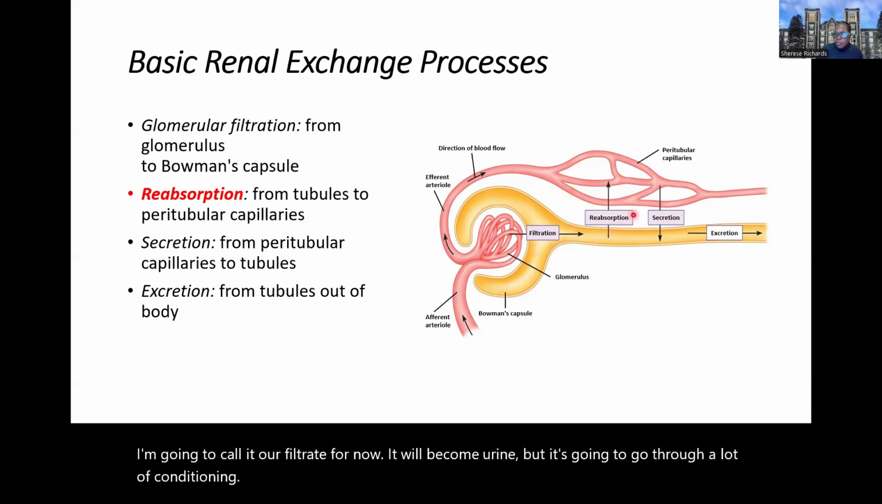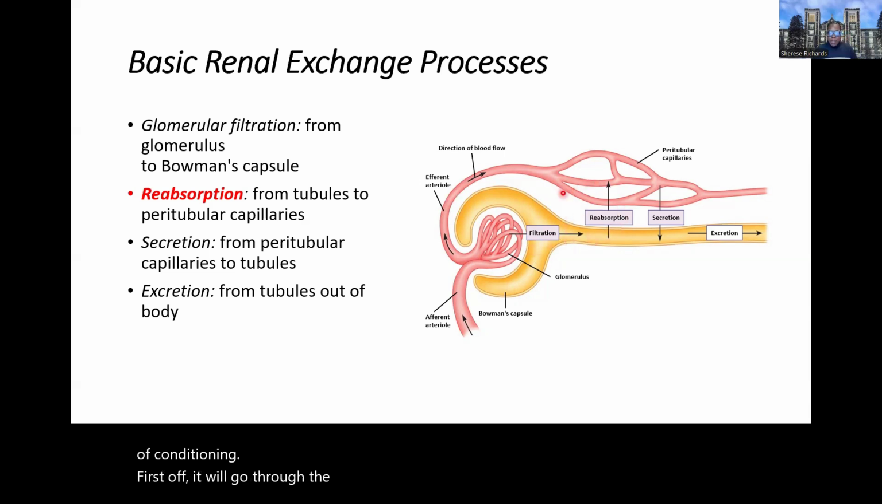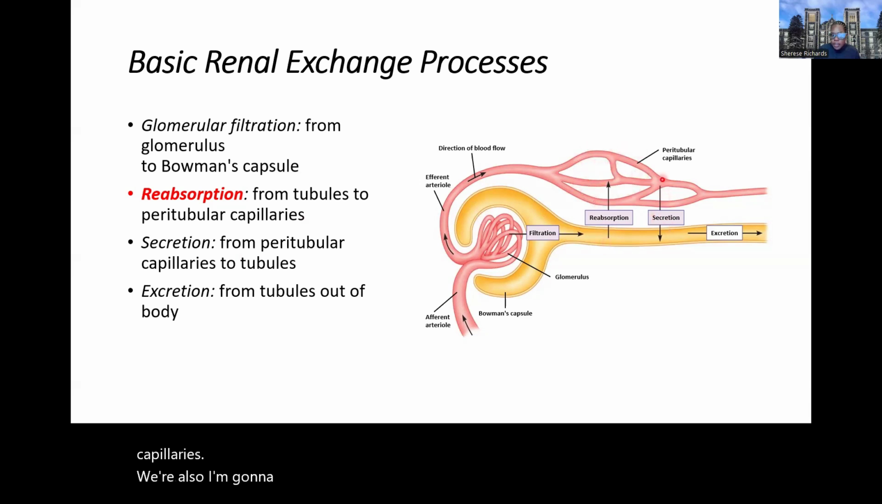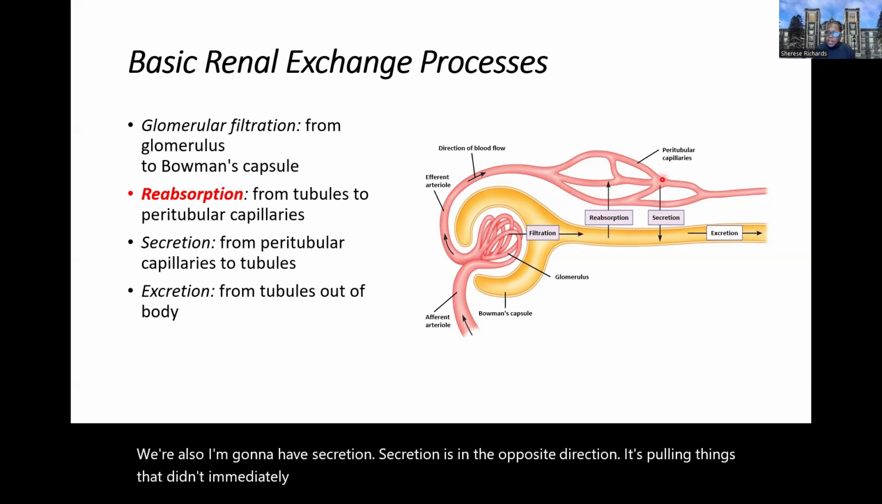First off, it will go through reabsorption, where we can reclaim some of those things that we didn't want to secrete or to excrete, and we can pull those back into these peritubular capillaries. We're also going to have secretion. Secretion is in the opposite direction. It's pulling things that didn't immediately get filtered out, still in the plasma, but we want to secrete them into the filtrate so that they can be excreted.